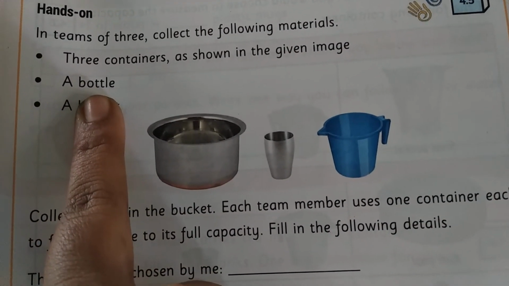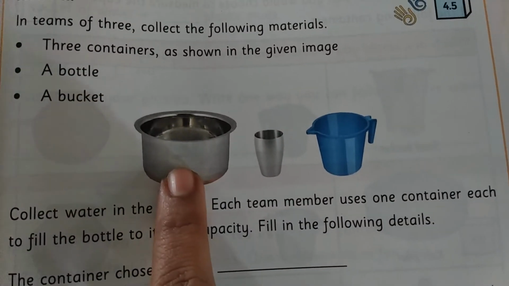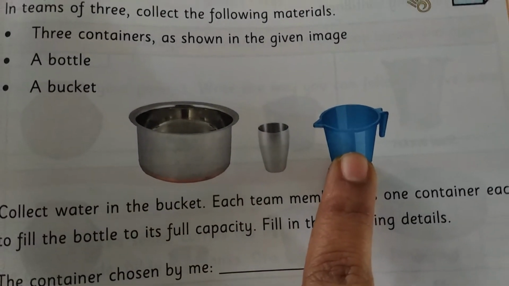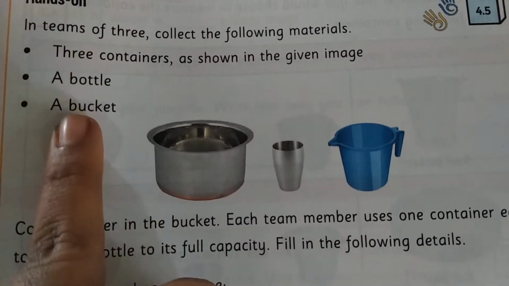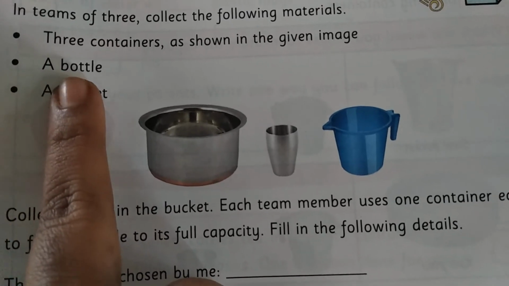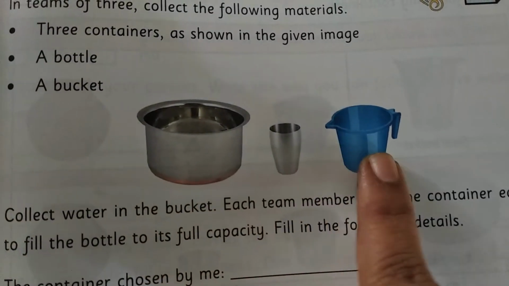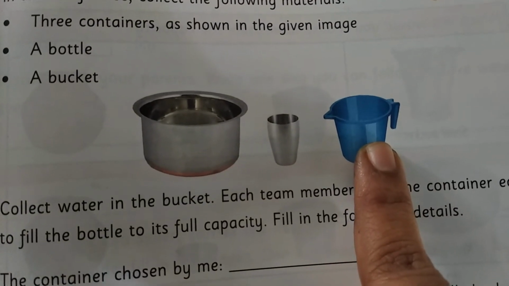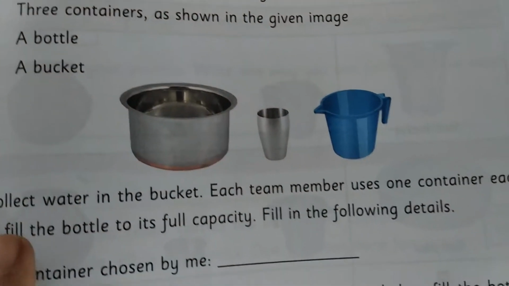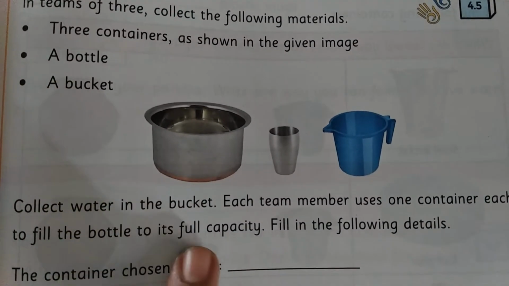Do you understand, Kanna? See, I am repeating once again. You want to take these 3 containers to fill the bottle and bucket. To fill the bottle with water, which container will you use? That you want to select. See here, collect water in the bucket. So in the bucket you want to collect water.